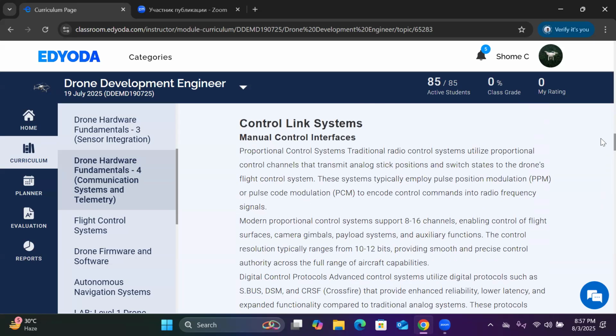So basically, the control link system encompasses the different methodologies, the different ways by which we can put some kind of modulation in the pathway of how the drone will communicate with your ground control station. The scheme used in the control interfaces of the control link system is the digital modulation scheme. In digital modulation, we basically use pulse position modulation or pulse code modulation.